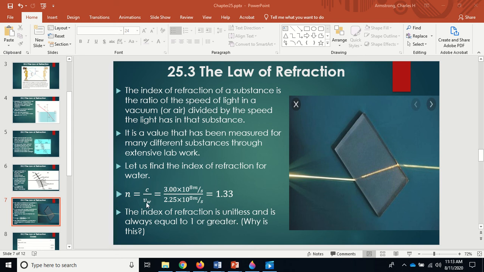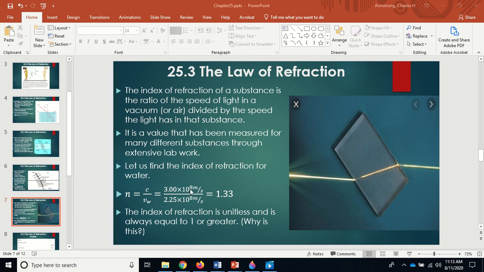Okay, so there it is right there. You've got the speed of light in a vacuum, in air, same thing basically. Then you've got what the speed was in water. I told you that up above someplace. So it's going to be 1.33. The index of refraction is unitless and is always equal to 1 or greater than 1. Okay, why is that?